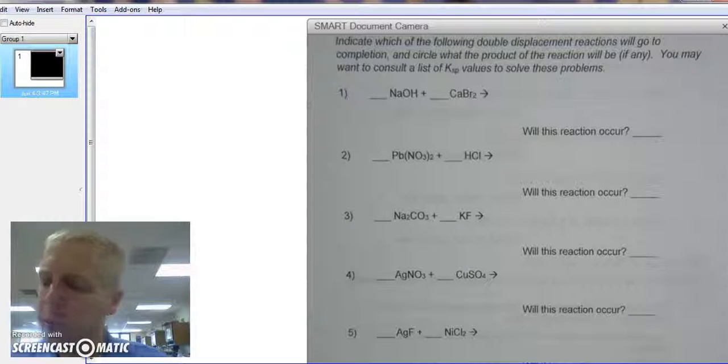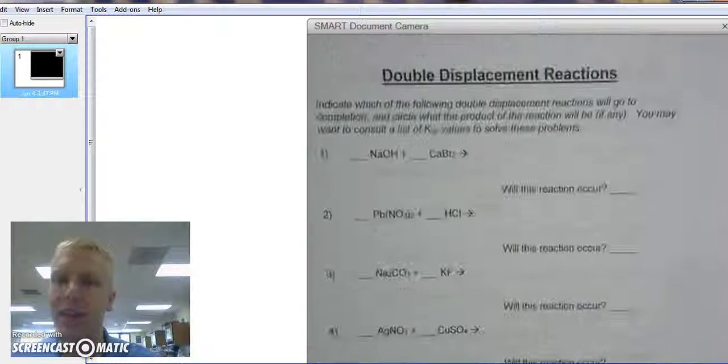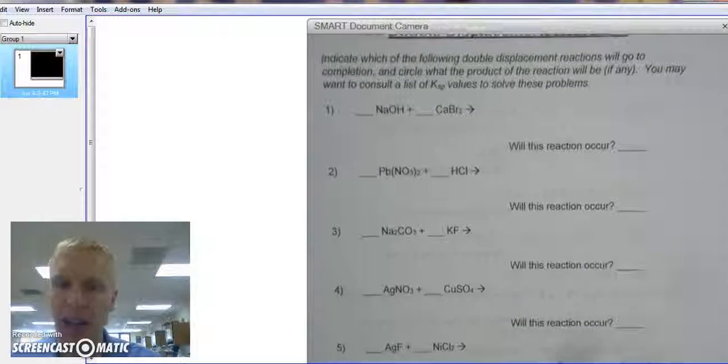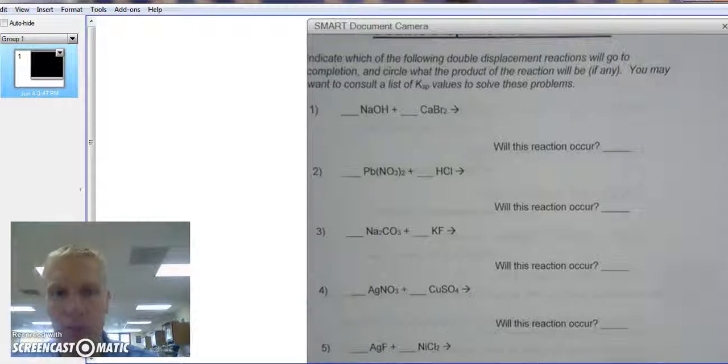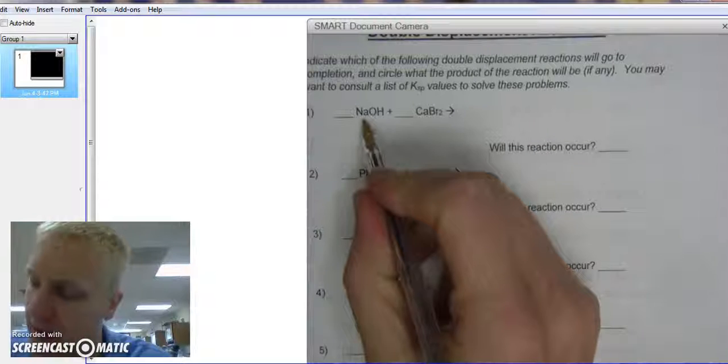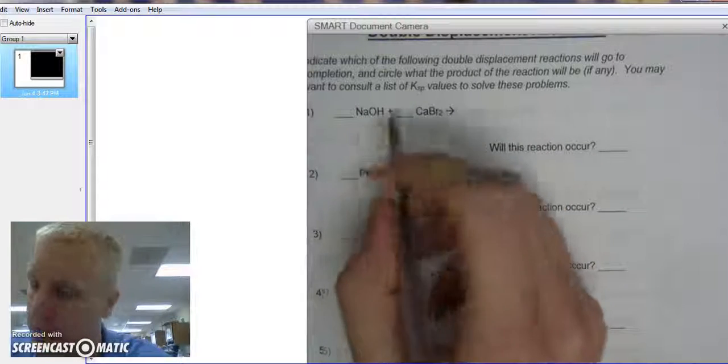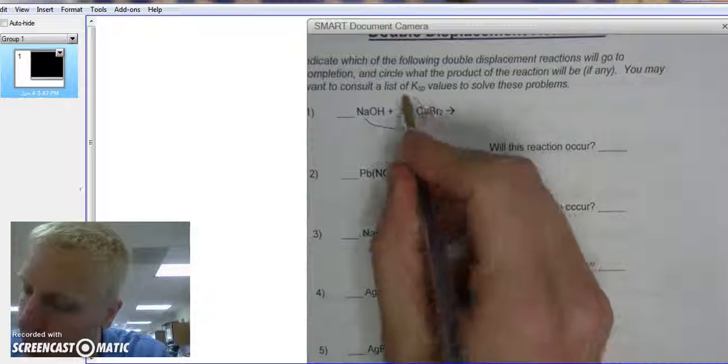Hello, in this video I'm going to be going over double displacement reactions, also known as double replacement reactions. That's when you have two ionic compounds where the cations switch spots. So in this case, this Na and Ca are going to switch places with each other.